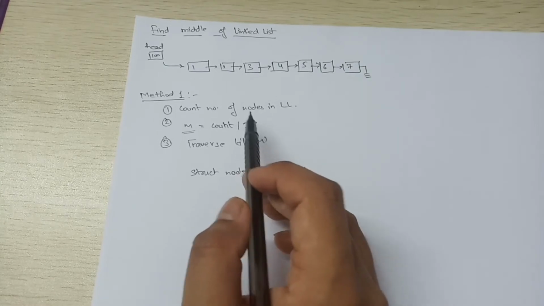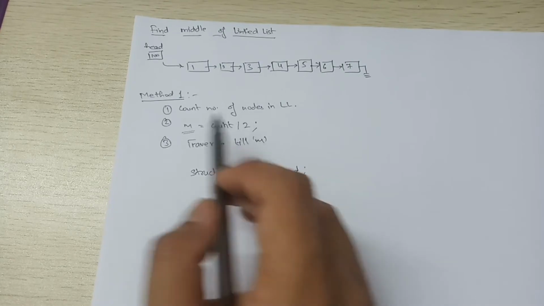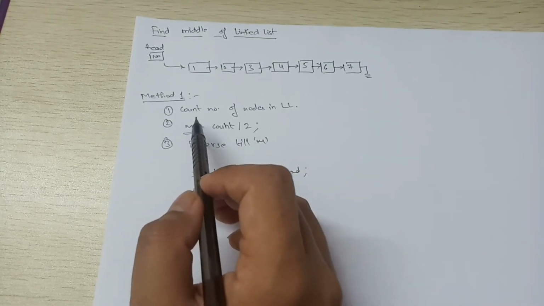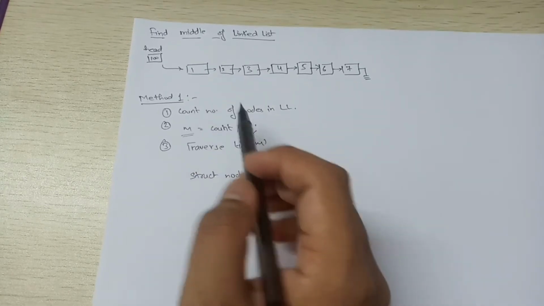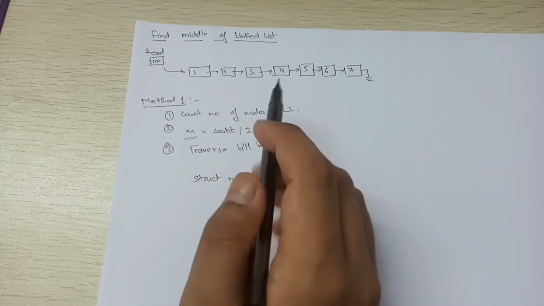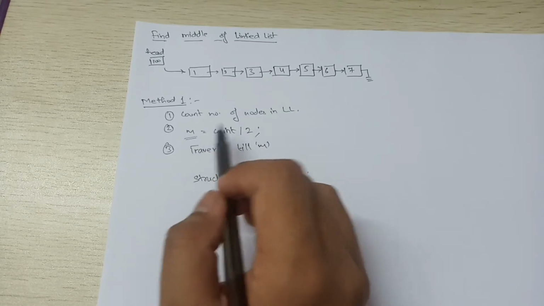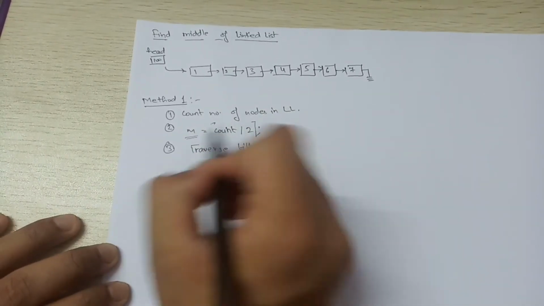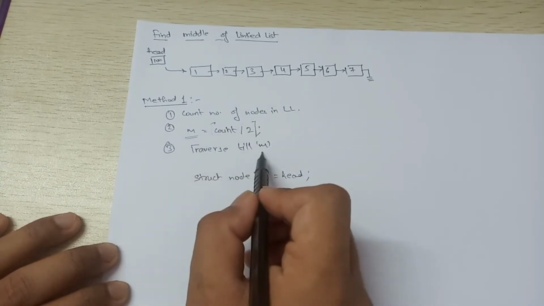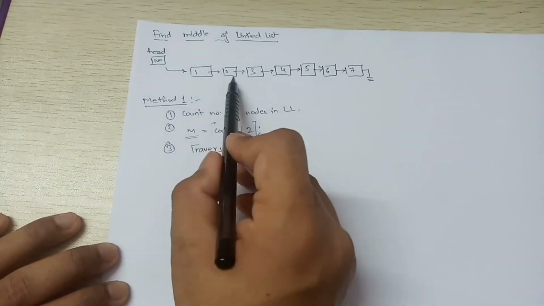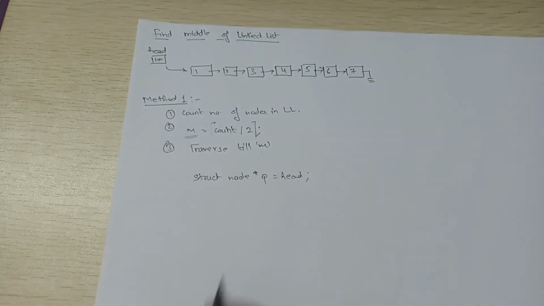After that we have to calculate half of the count variable. As soon as we do the half, we'll get to know the half of the nodes in the linked list. There are 7 nodes. When we divide it by 2, it will give us 3 point something. So we'll take the ceil value of it. So m will contain 4. And now we have to traverse till m. So we have to traverse 1, 2, 3, 4 nodes, and this is how we'll get the middle of the linked list. So let's see the code very quickly.